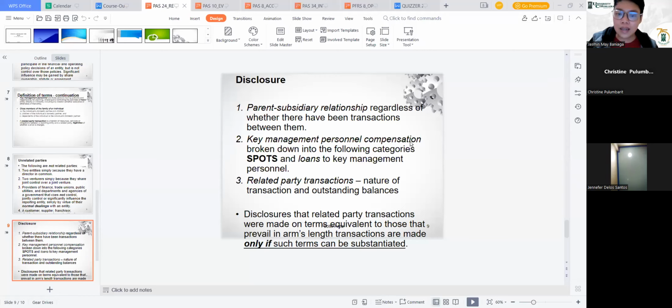And number three, the related party transactions. Was there a sale? Was there a purchase? Is there an investment involved? What is the nature of the said transaction? You should disclose such and any outstanding balances involved.